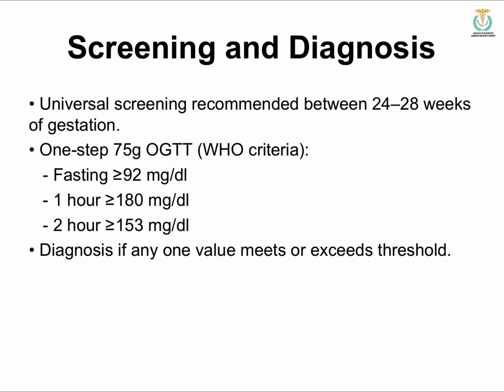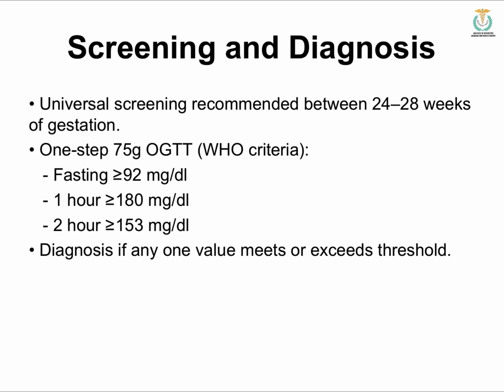So we use this one-step 75 g OGTT, which is a WHO criteria, where fasting is greater than or equal to 92 mg per dL, 1 hour greater than or equal to 180 mg per dL, and 2 hour greater than or equal to 153 mg per dL. So if any one value is above the cutoff, we should diagnose this condition as gestational diabetes mellitus.